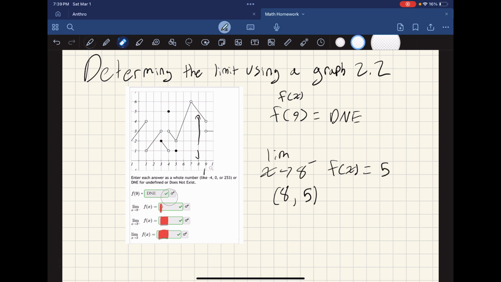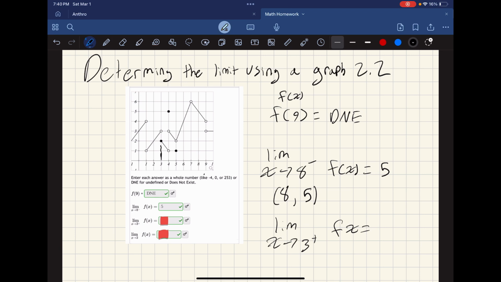So I'm going to erase the answer. Yep, we're correct. And now for the next question, it was the limit as x approaches the upper aspect of 3, f of x equals. So we'll do the same thing as our earlier one. We'll find 3, and we'll follow that up on the line.